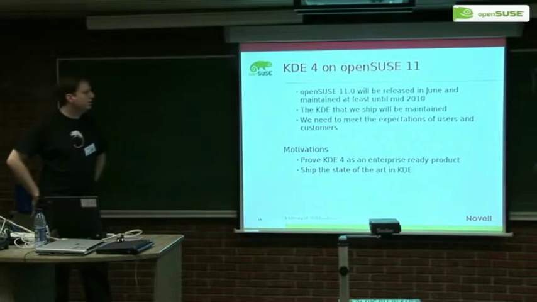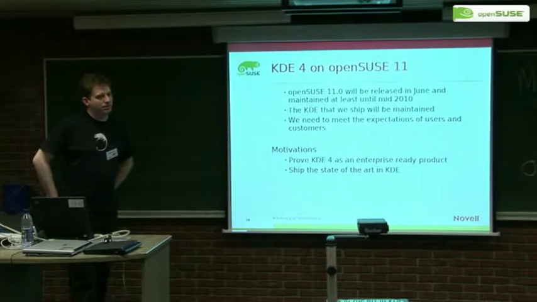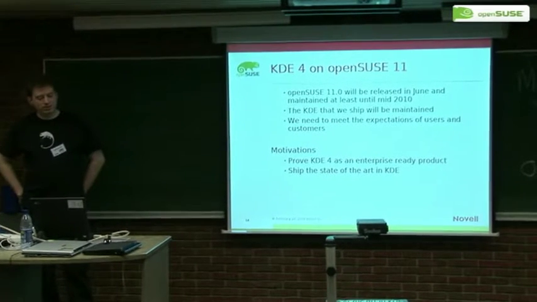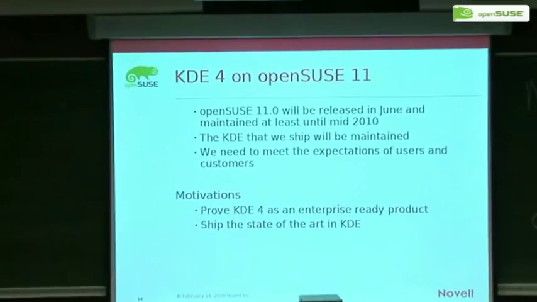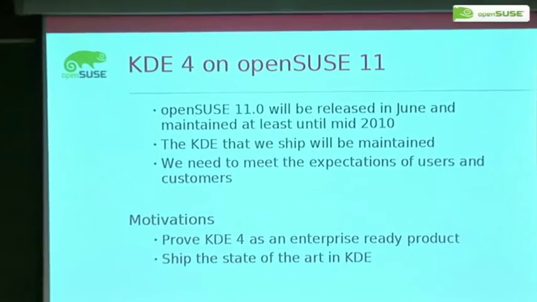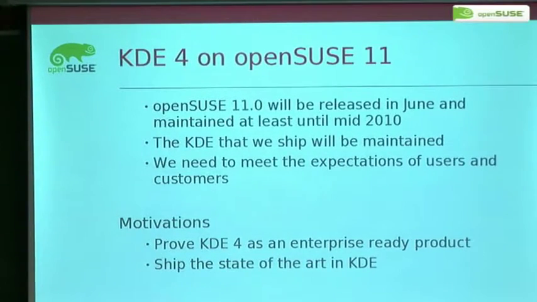This is our current schedule. openSUSE 11.0 will be released this year in June, and we will maintain it at least for 2 years, which also means that the KDE version we are going to ship is the one that we will maintain for that time. So there's no such thing as we only maintain it for half a year or things like that. We will maintain it for a full period of time.